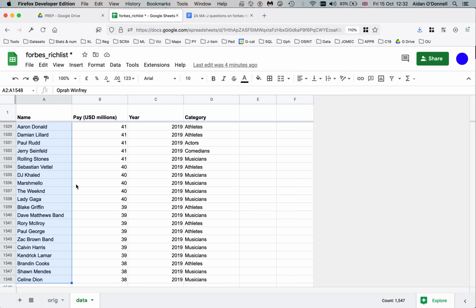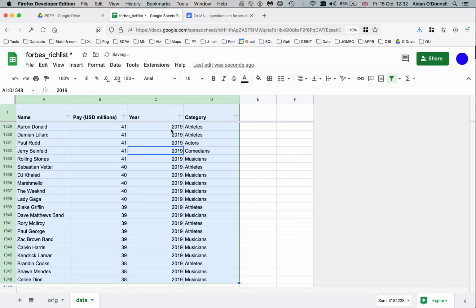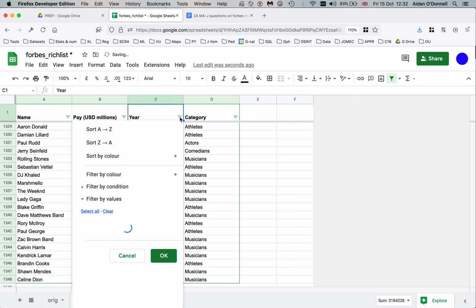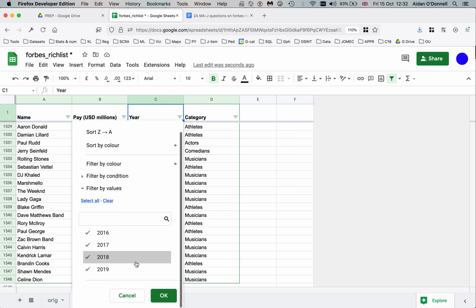How many different years? Well, we can do this in several ways, but one very simple way is simply to create a filter and then look at the filter to see how many things are on offer. So we can see that 2005 through to 2019. So you can count those up and get whatever it is.